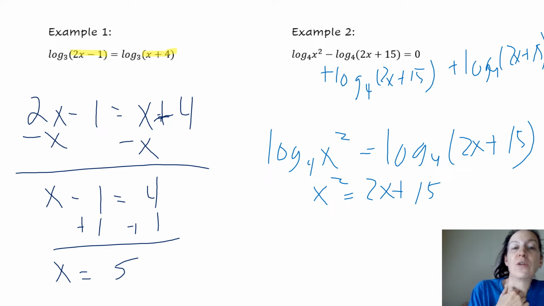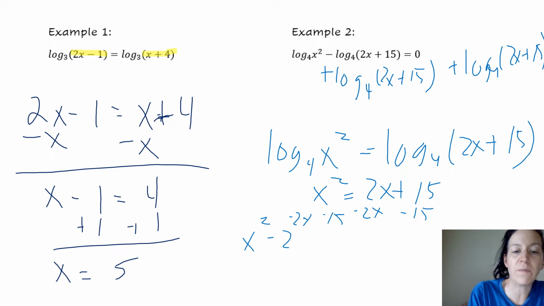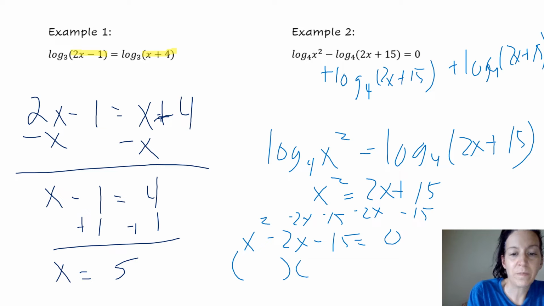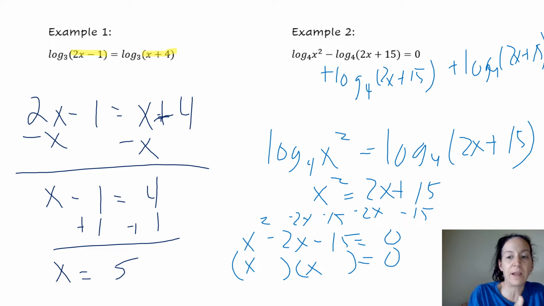So in order to factor, you have to get a 0 on one side. In order to do that, I am going to take the 2x and the 15, and I am going to subtract them from both sides, getting x squared minus 2x minus 15, and then I have a 0 on the right. Now I can factor it. And we are looking for two numbers that multiply to negative 15 and add up to negative 2.